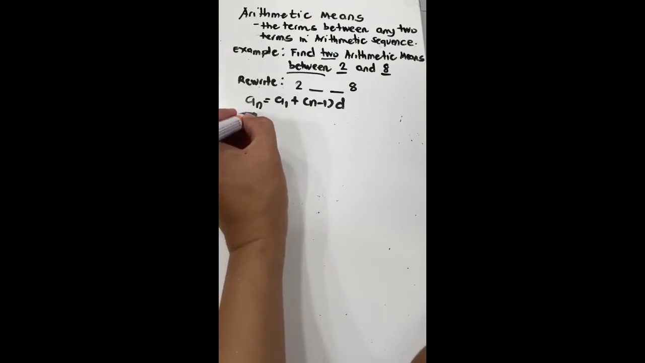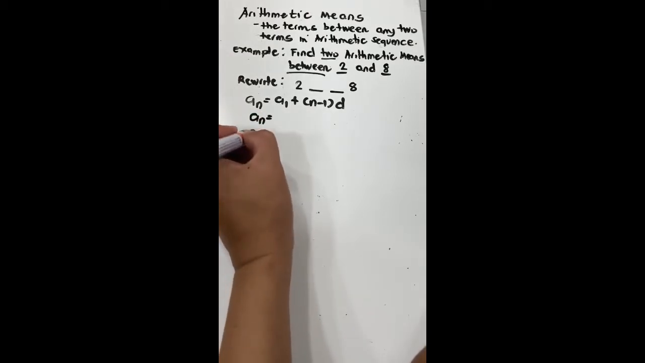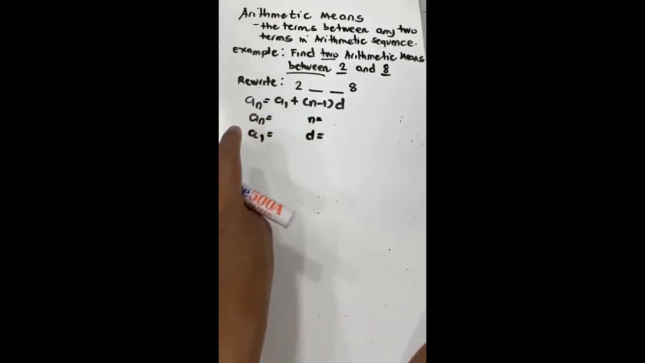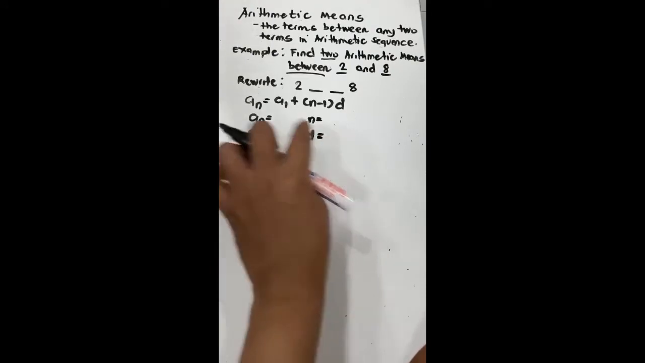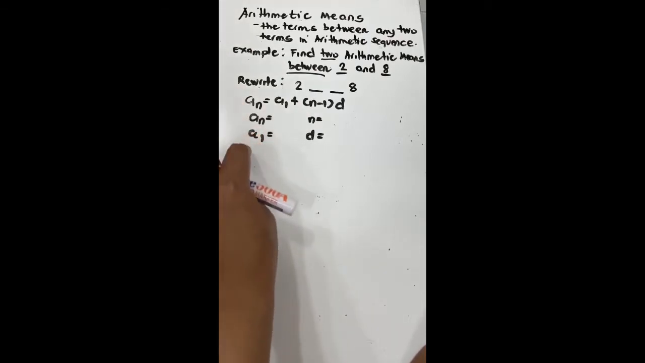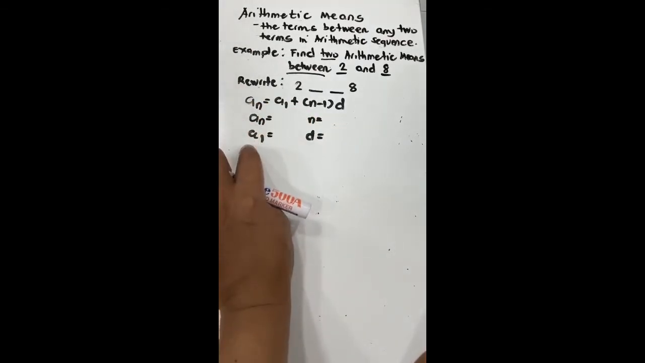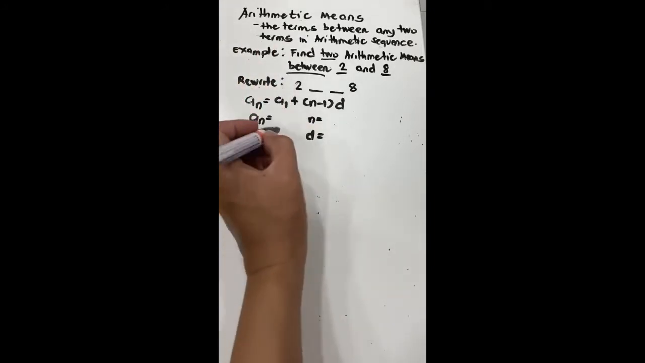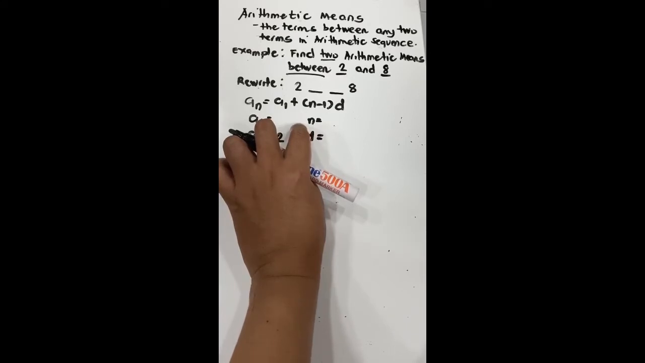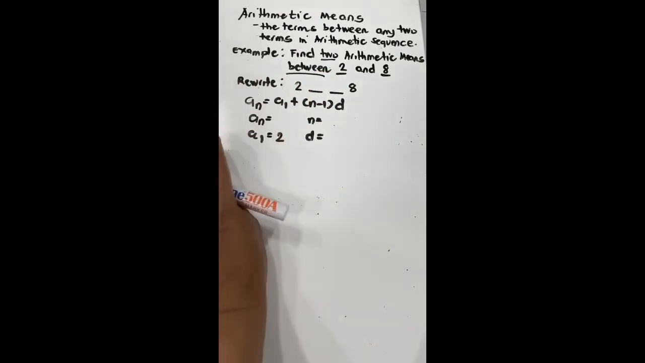So, sulat natin dito, a sub n, a sub 1, n saka d. Ang hinahanap natin dito is yung d. So, we need to supply the information of a sub n, a sub 1, and n. Doon muna tayo sa a sub 1. Ano ba yung ibig sabihin ng a sub 1? A sub 1 is the first term. So, what is our first term? Our first term is 2. What is n? This is the number of terms. So, how many terms do we have here? 1, 2, 3, 4. We have 4 terms in all.